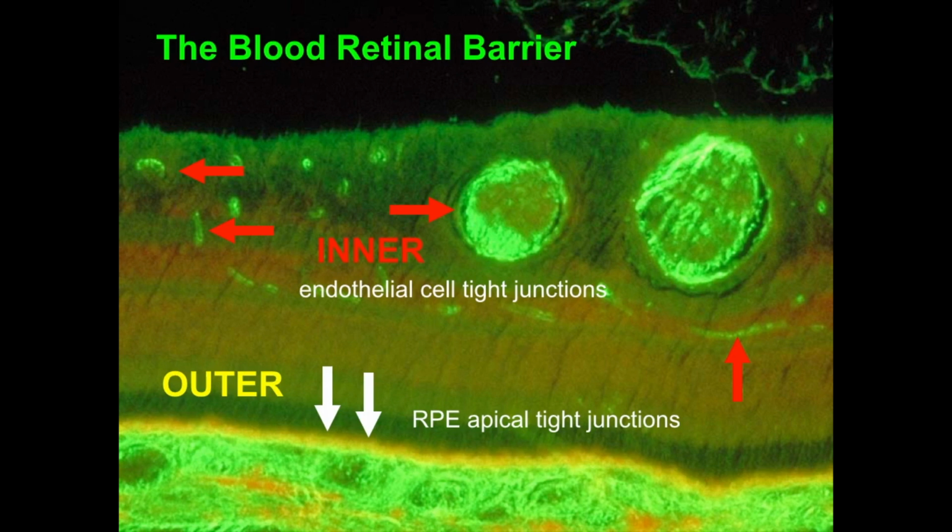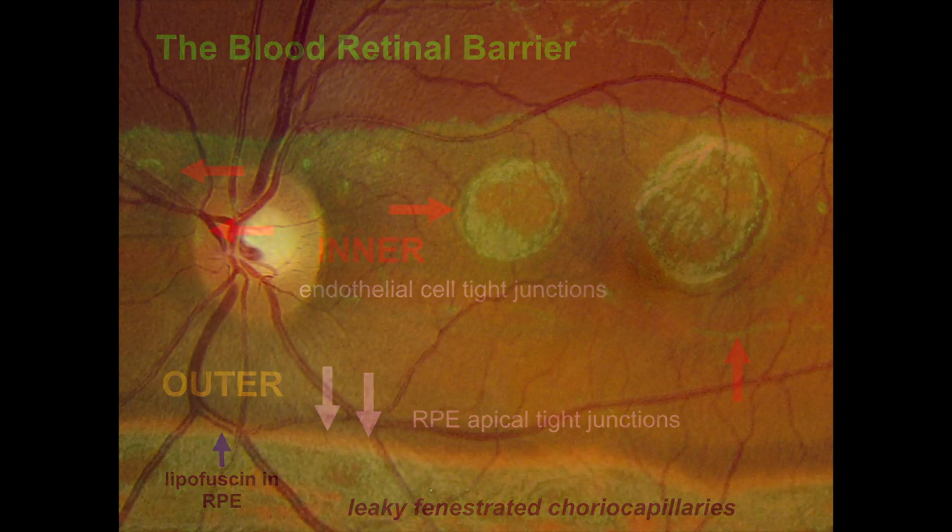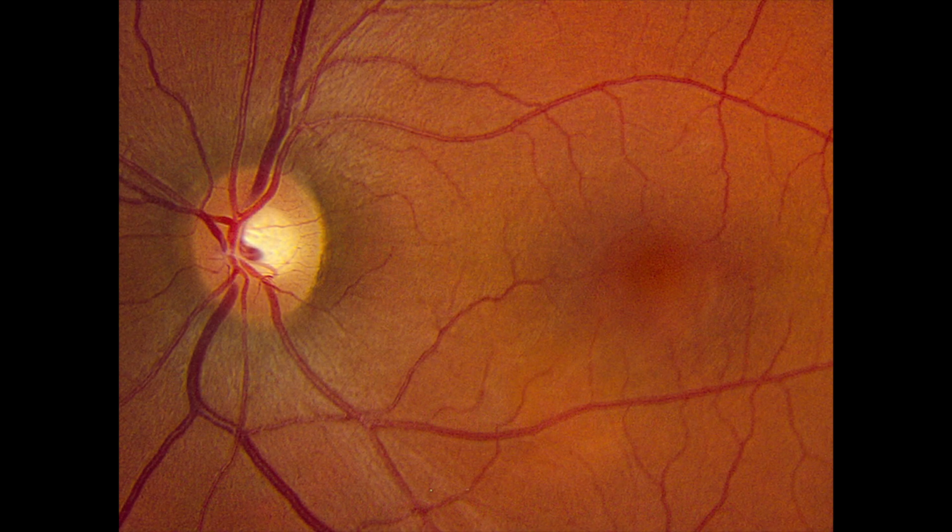The retinal pigment epithelium is the outer part of the blood retinal barrier. The RPE cells are joined by an impermeable barrier of apical tight junctions. The yellow line is lipofuscin pigment in the basal cytoplasm of the RPE cells. Unlike the retinal capillaries, the capillaries of the choroid capillaris are fenestrated and leaky. The choroid is filled with green dye, which is confined by the RPE. The retinal pigment epithelium is largely responsible for the red-orange color of the fundus seen on ophthalmoscopy.